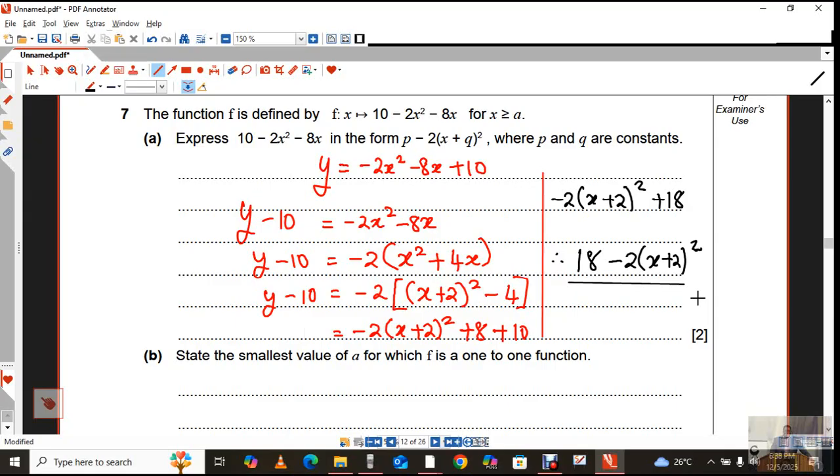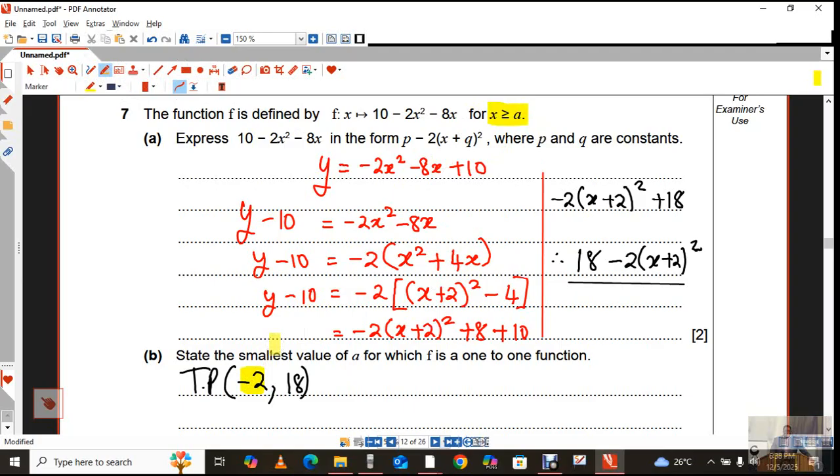Now, this is important that you understand something from writing something in vertex form, like here, the one on top. It tells me the turning point, and the turning point is important. I'm going to just write it down, although it's not required in this question. The turning point is the opposite of whatever this is, so it's going to be minus 2, 18. This is the turning point of this graph. That means that what you have over here is going to get this value.